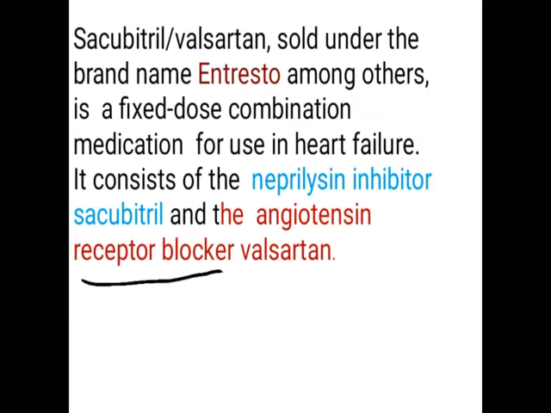So sacubitril is responsible to inhibit the neprilysin. What was the activity of neprilysin? Neprilysin is present in our body, and what is the role of the neprilysin enzyme? It is responsible to degrade the vasodilators. Who does the work of degrading the vasodilators in our body? This neprilysin. So adrenomedullin, second one bradykinin, and some peptide-containing compounds.